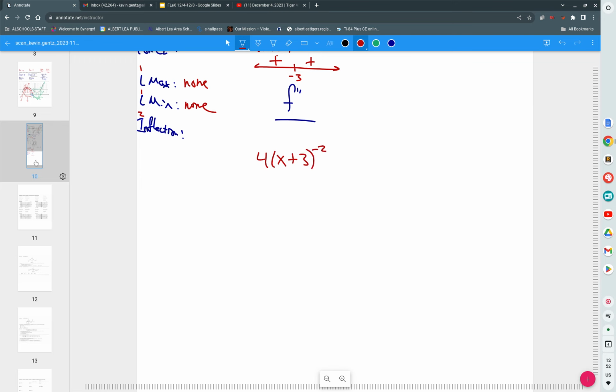I'm using the chain rule. If you want to use the quotient rule, go ahead. It takes a lot more work. I find the chain rule in this situation is going to be quite easy. I have 4u to the -2, and I have x plus 3. The derivative of x plus 3? 1. Derivative of 4u to the -2? -8 over u cubed. And thus we have negative 8 over x plus 3 cubed.